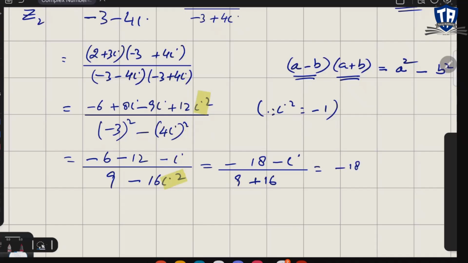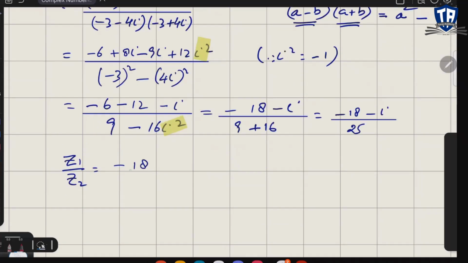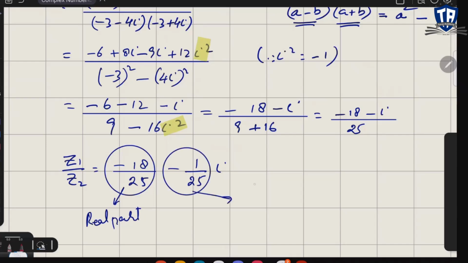Finally, we are moving to our final step. It is 25. So the two numbers which are in the form of a quotient can be written here: 18 over 25 minus 1 over 25 iota. You can see that this is a single real part in the quotient, and this is a single imaginary part. So we have succeeded in writing the complex number which is in the form of a quotient into a single complex number which contains a single real part and a single imaginary part.